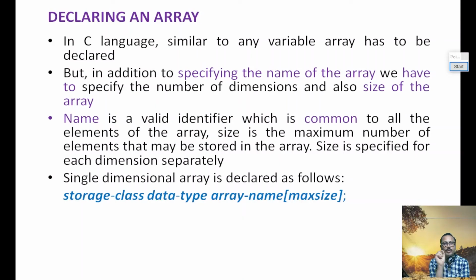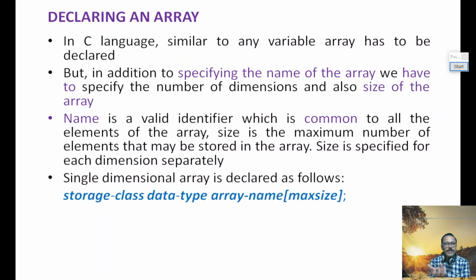But in addition to specifying the name of the array, whenever you consider a variable, you only specify the name. So for an array also, you have to specify the name. But in addition to the name, we have to specify the number of dimensions and also the size of each dimension actually. So we have to specify name and also size. Name and size.